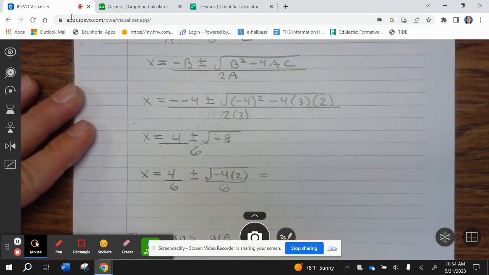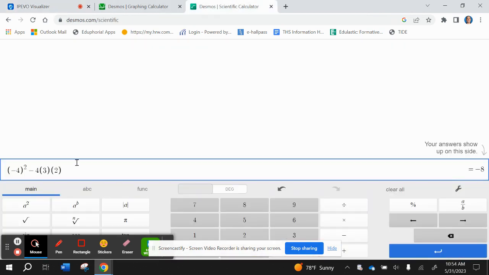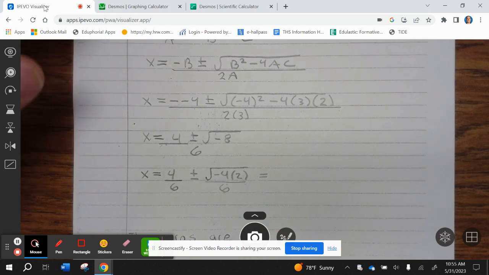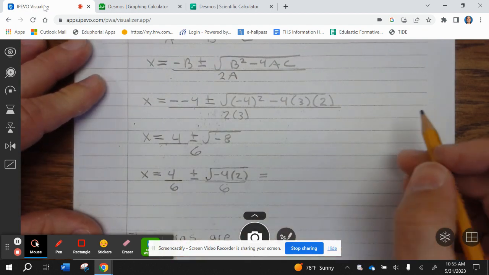Let's simplify it. 4 over 6, we can just use our scientific calculator to reduce that. 4 divided by 6 is, now you'll see that's the decimal. Okay, so that's not really going to work to reduce that. So we have to go and understand how 4 sixths reduces. Okay, so let's come over here.